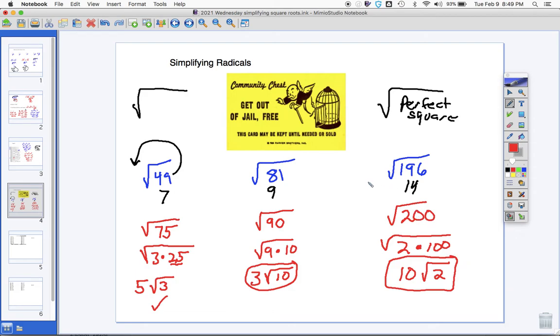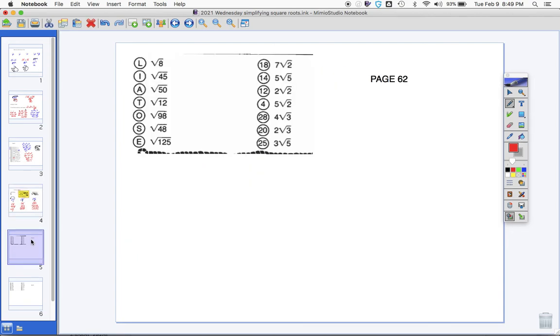Okay, so this is what's called simplifying radicals. It's just factoring these numbers into perfect squares so they can escape the square root symbol. So that's why I have this get out of jail free card from Monopoly. Okay, so let's take a look at some examples here. I'm not going to do all of these, but let's just take a look at some of them.